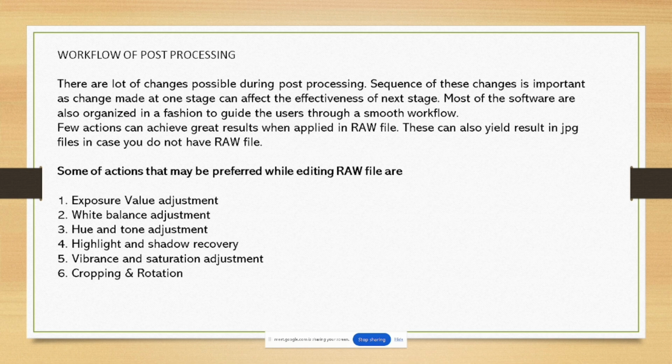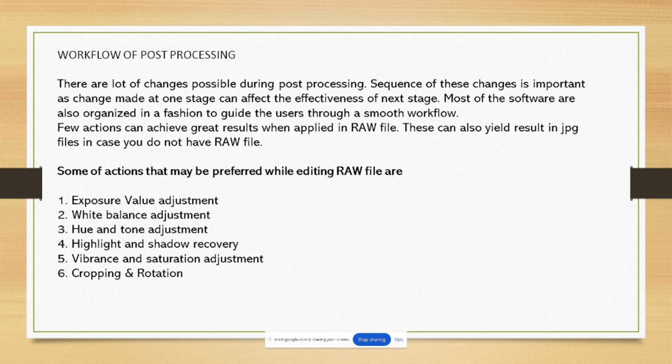Workflow of post-processing. There are a lot of changes possible during post-processing. The sequence of these changes is important, as a change made at one stage can affect the effectiveness of the next stage. Most of the software is also organized in a fashion to guide the users through a smooth workflow. A few actions can achieve great results when applied to a raw file. This can also yield results in JPG files in case you do not have a raw file.